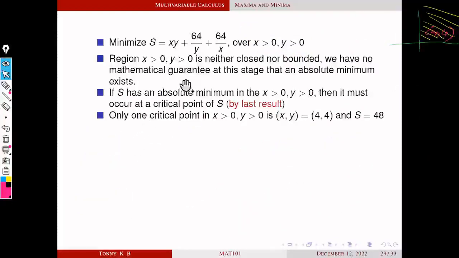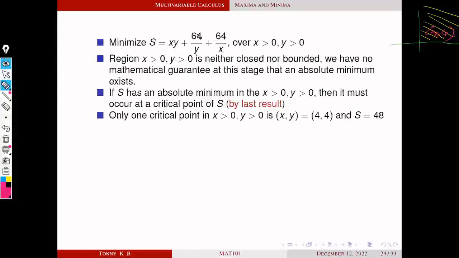So the function S has only one critical point in this region, that is (x, y) equal to (4, 4). And what is the value of S at (4, 4)? That is 48. You can easily find this by substituting x equal to 4 and y equal to 4 in this expression. So at this critical point, our function S has the value 48. Next, we are trying to establish that this 48 is the minimum of this function over this region.